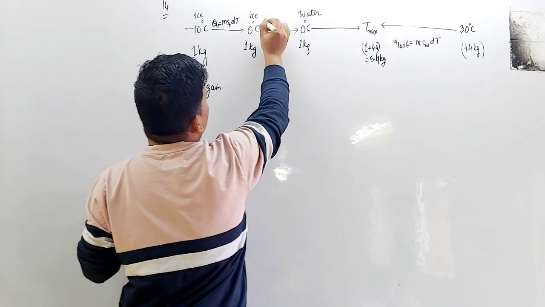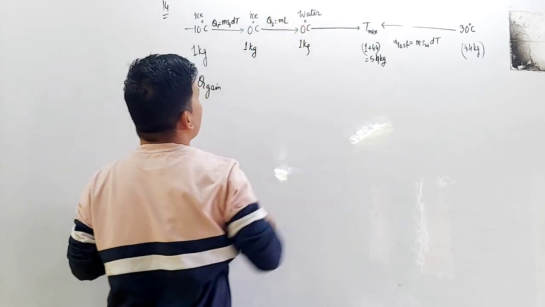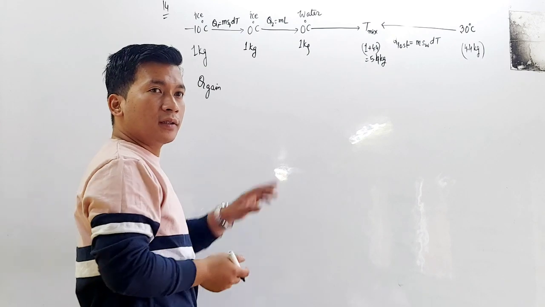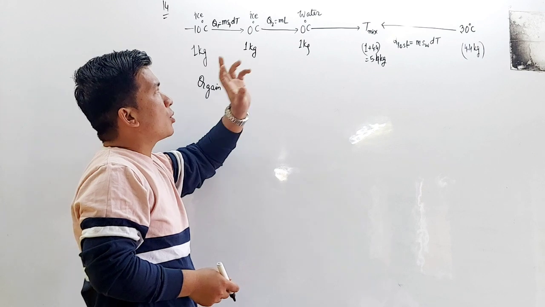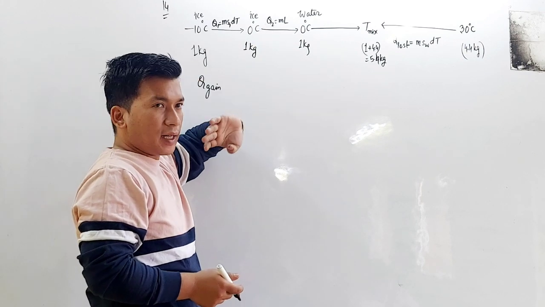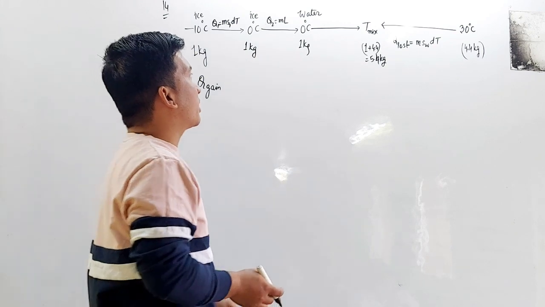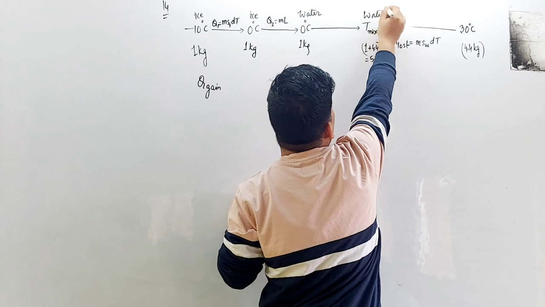Q2 is equal to m L. Do you understand here? For the melting process we have to apply our heat absorbed to be the mass of the ice multiplied with the latent heat. Now after complete melting your water will be converted into water.